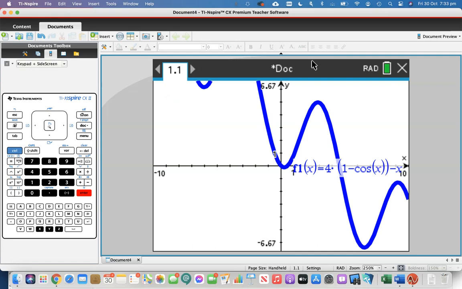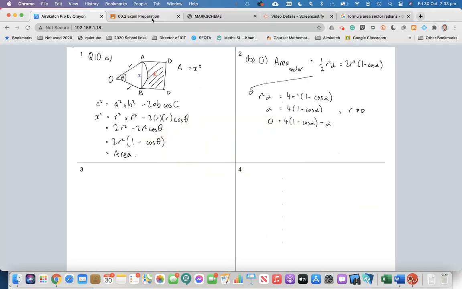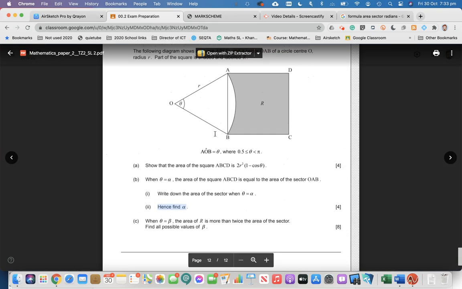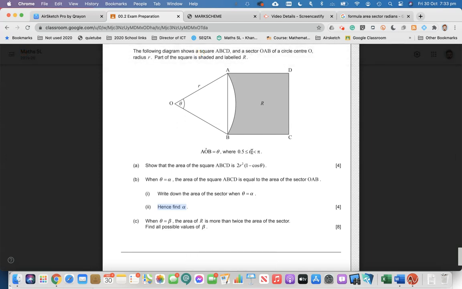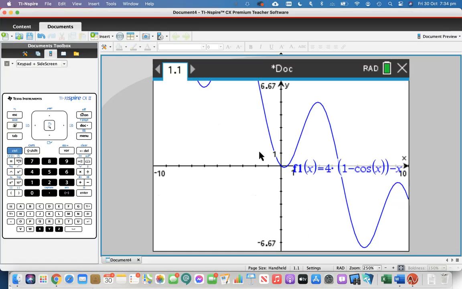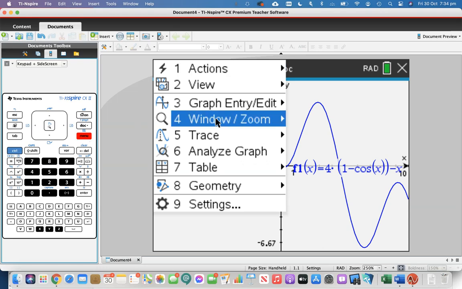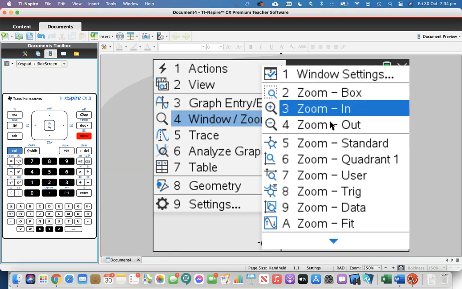So what do we do now? Well, this is where, as I was saying to you before, keeping a sense of what the problem is all about gives you a bit of a hand up in making sense of it, because it says that theta can go between 0.5 and pi. So what I'm going to do is zoom this part of the graph down to that little part. So I'm going to go to Menu, Window Zoom, and not just do a zoom in and out kind of thing.